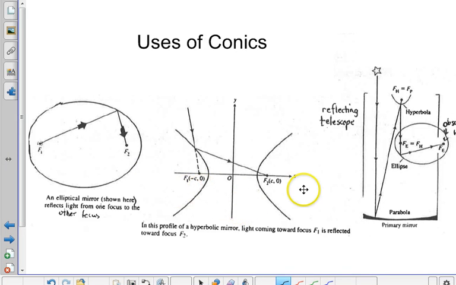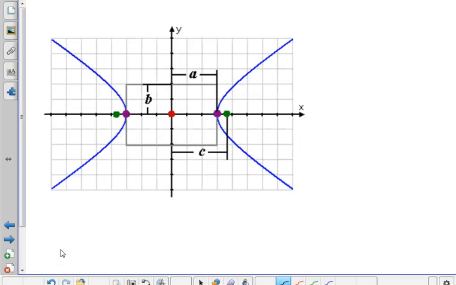These are hyperbolic mirrors, and both elliptical and hyperbolic things are used in telescopes, and I don't understand all this, so I'm just going on. All right, this is the shape that we're going to talk about.